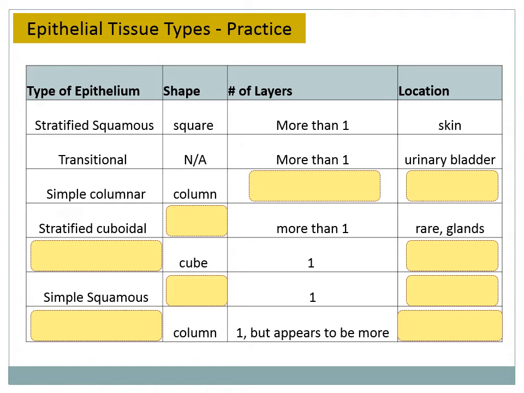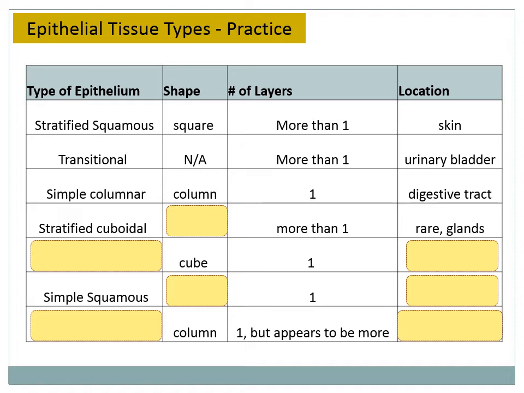Then we have simple columnar. We know that the shape of simple columnar cells is a column. Since it's simple, we have 1 layer, and we find simple columnar cells in our digestive tract, right? So we can hopefully remember these, kind of get them down a little bit. Next one, stratified cuboidal.